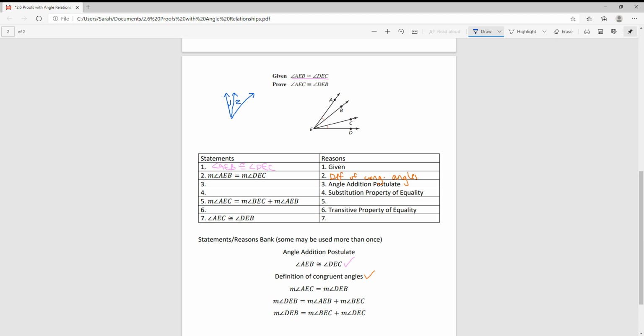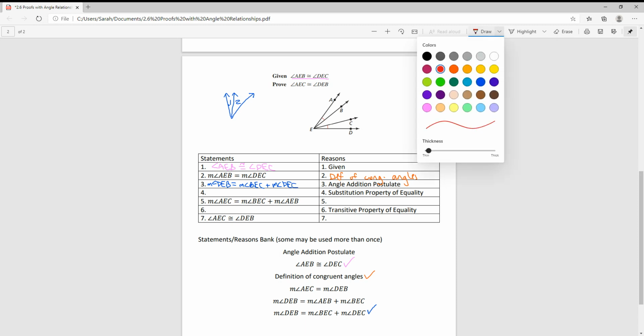Well, one way we see it is with this statement right here that I just checked off in blue. Measure angle DEB, I'm going to outline it right here, is equal to measure angle BEC, whatever that is, plus measure of angle DEC, whichever this is. I'm going to erase that just so it doesn't clutter up our picture too much. So by the angle addition postulate, we can say that measure of angle DEB equals measure of angle BEC plus measure of angle DEC.